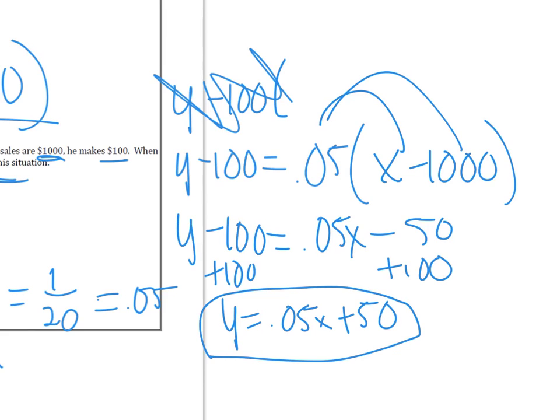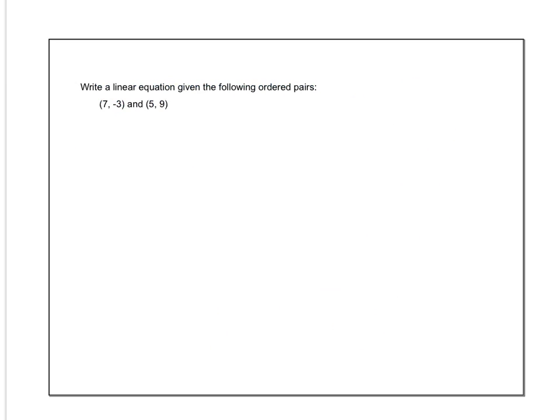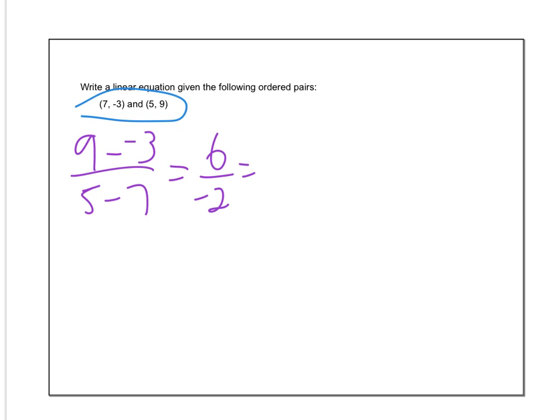Now, kind of taking this step by step. Here's the linear equation given the following ordered pairs. So start off with slope: y minus y over x minus x, so 9 minus negative 3 over 5 minus 7. Or if I flip it around, I'll get the same answer, that's fine. So that's 6 over negative 2, so my slope is negative 3.